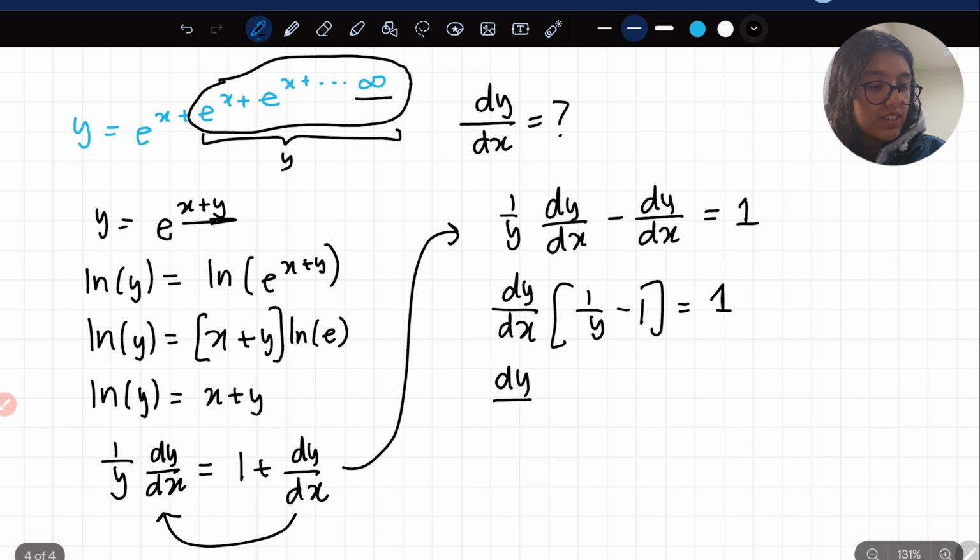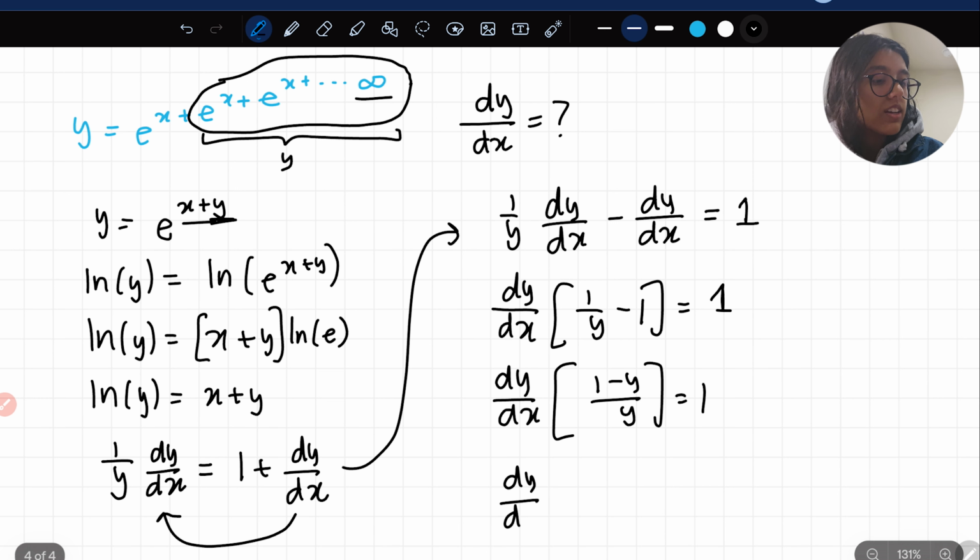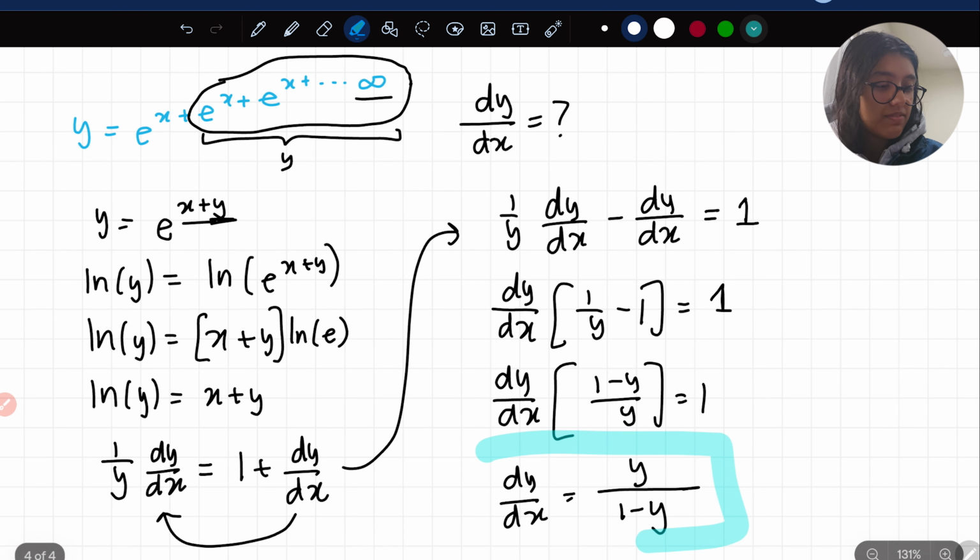dy over dx, simplifying the thing in brackets, we get (1 minus y) over y is equal to 1. dy over dx is, cross multiplying, y goes on top, so y over (1 minus y). And that is our derivative.